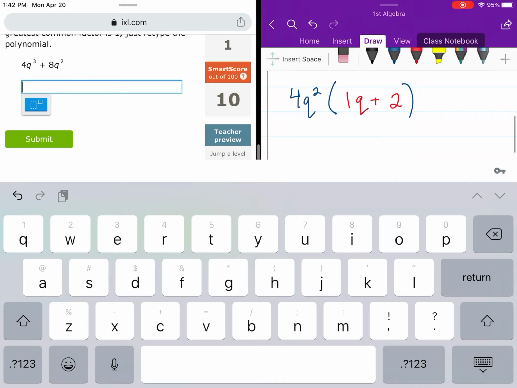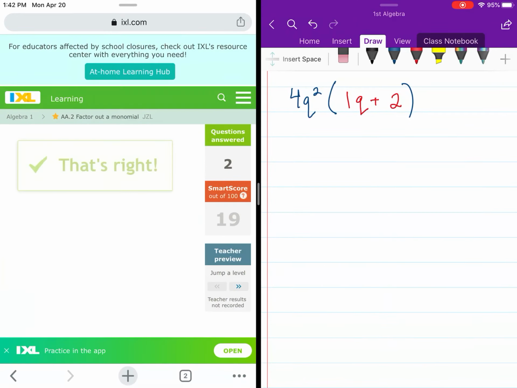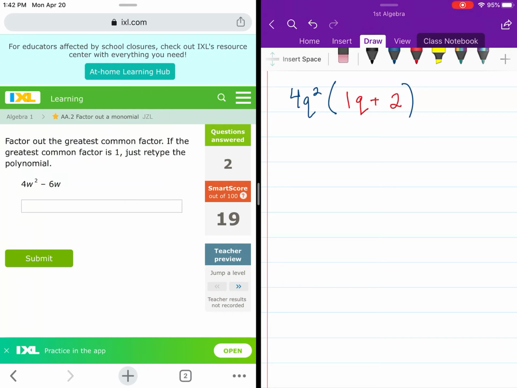Go ahead and type that answer in. 4q to the power of 2, parentheses, 1q plus 2. Don't forget to close the parentheses. Okay, so a lot of the first examples are very, very similar to that. I'm going to do this one more, and then I'm going to jump a level into the next questions.